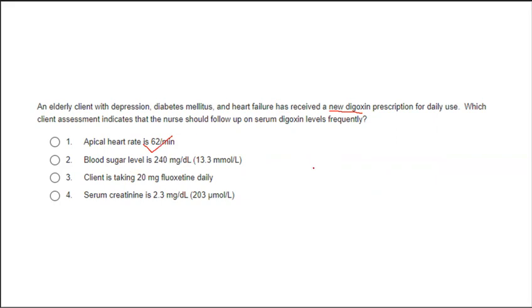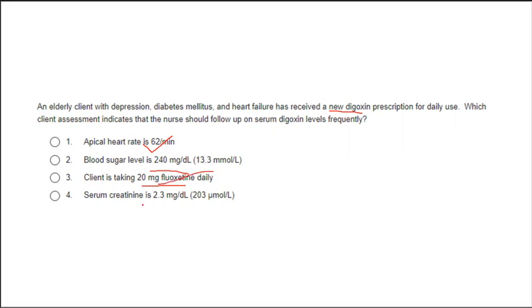How about the blood sugar level of 240 milligram per dL? Well, an elevated blood sugar level requires attention, but it's unrelated to digoxin toxicity. Although hypokalemia can increase the risk of digoxin toxicity, we won't need to follow up with this, even though we need to address the high blood sugar. How about the client taking an SSRI? We talked about SSRIs previously, an antidepressant drug, fluoxetine, or Prozac. Again, this does not interact with digoxin, and 20 milligram is a normal dose, so we don't need to follow up with this.